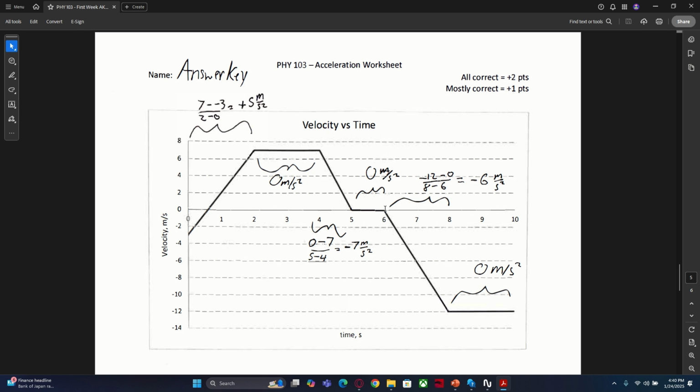And then between 6 to 8 seconds, we go from 0 to -12 meters per second for the height, so -12 minus 0 in the numerator. And then the time went from 6 to 8 seconds, so 8 minus 6. And then solving this, you should get -6 meters per second. Don't forget to have the top in parentheses and the bottom in parentheses if you're doing this on your calculator, just to maintain order of operations. And then between 8 and 10 seconds, the velocity doesn't change, so that will be 0 meters per second squared for the acceleration.